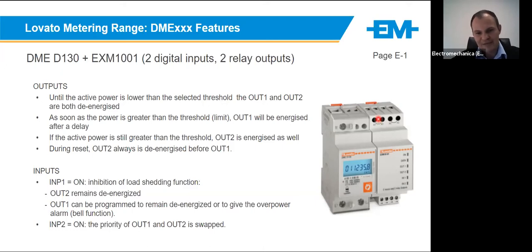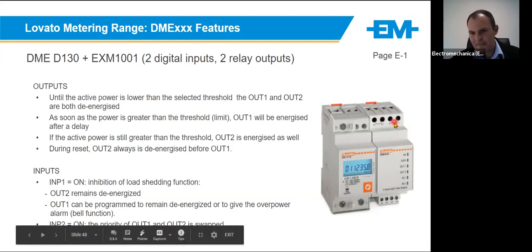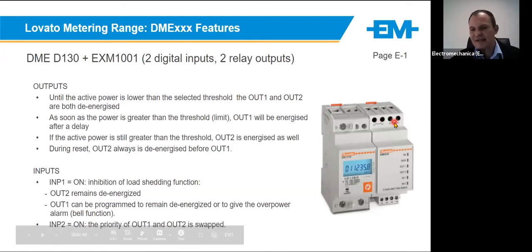So I could hit the 5 kilowatts, exceed it for X amount of seconds, and drop out a contactor, maybe a non-essential load, as an example. If I still continue on that same trajectory, I can then trigger another output. We can further, let's say, complicate it a little bit.